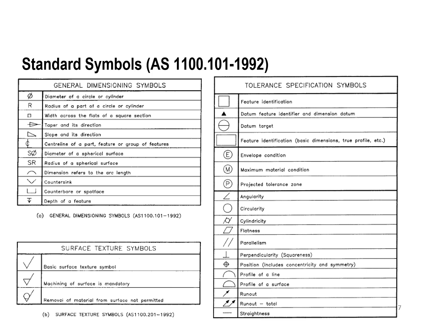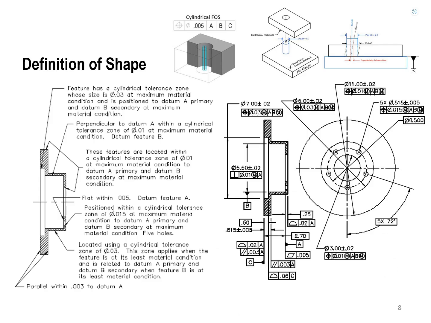So there's actually no time to read them all. Now, some of the definition of the shape we have. The same section that we talked about, the cross section of that, you can see that here we're going to have the feature which has the cylindrical tolerance zone, whose size is going to be phi of 0.03 at maximum material condition, and its position is to datum A primary and datum B secondary.